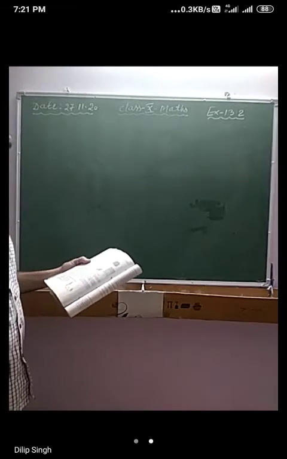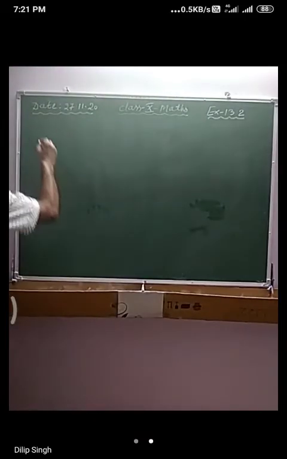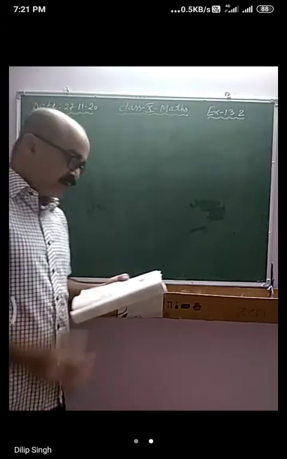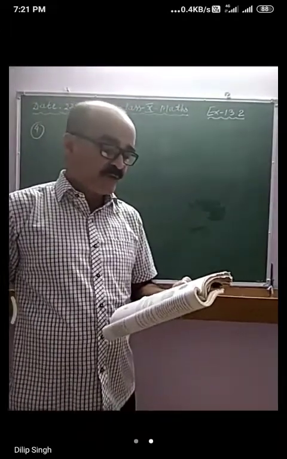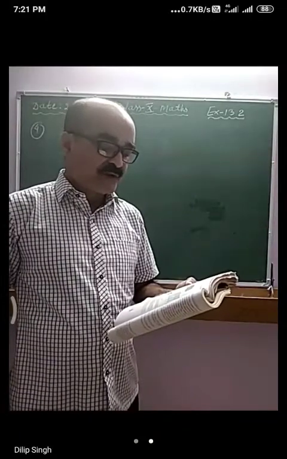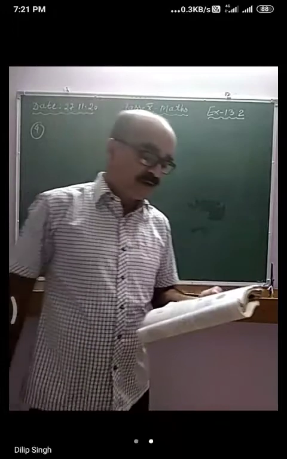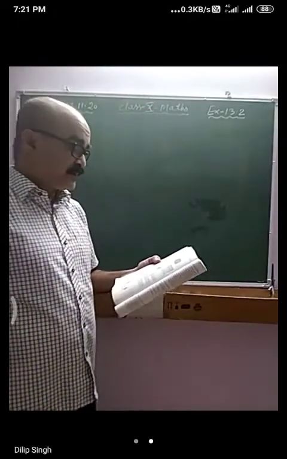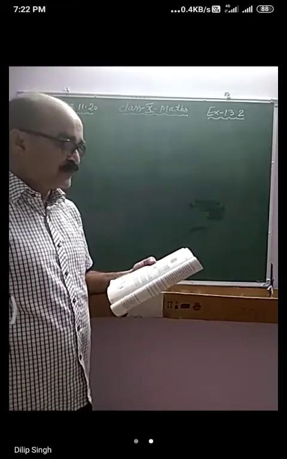So we move on to the next question of exercise 13.2, question number 4. A pen stand made up of wood is in the shape of a cuboid with 4 conical depressions to hold pens. The dimensions of the cuboid are 15, 10 and 3.5 centimeter.